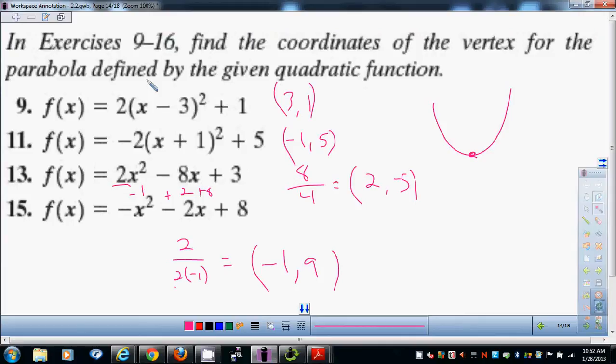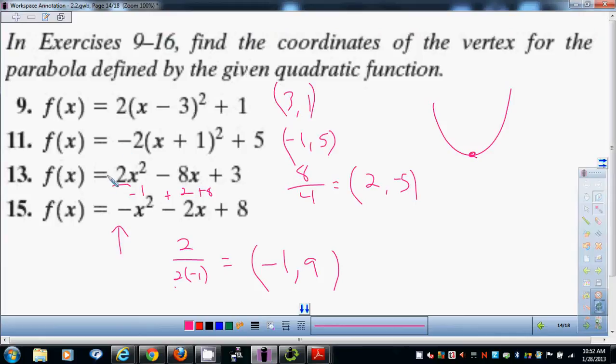Now, like I said, you can FOIL them out and do them all the same if you want. Ooh, quick. Yes, ma'am. Good question. It is a negative, therefore it's going down, so it's going to have a maximum. So, real quick, 9, going to have a min or a max? Minimum, because it's positive. 11, min or max? 13 and 15. All right, super.